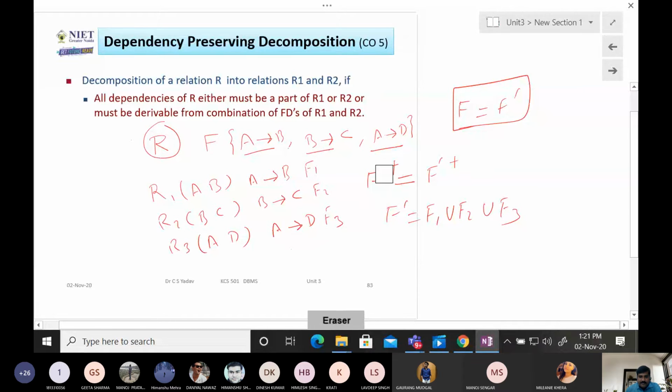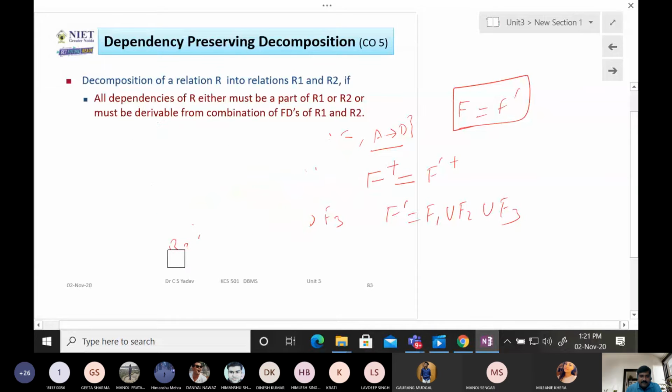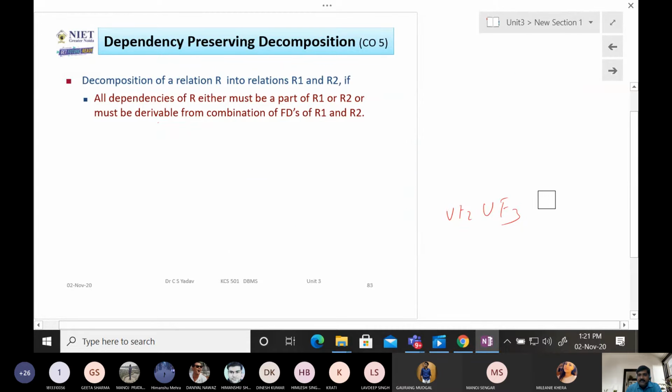This is a very important concept, dependency preservation, and this is not a mandatory condition for lossless decomposition. And Heath's theorem also says this. In normalization, generally we decompose a relation into sub-relations according to Heath's theorem.